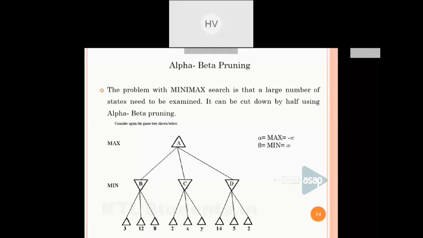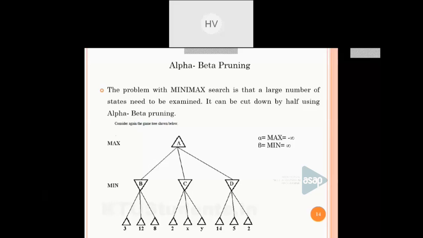See, this B1 can have its two or three subnodes. B2 can have its own, so they will come under min again. So these are max. See, A is max, B, C, D are min, B1, B2, B3, C1, C2, C3, D1, D2, D3, they are max again. If they have some child nodes, if the game goes on, it is continued. If the game is not won there, the utility value is not calculated there, it will go to the next level. So next level, it will be the min value. And again, it will be the max, and it will go on like that.